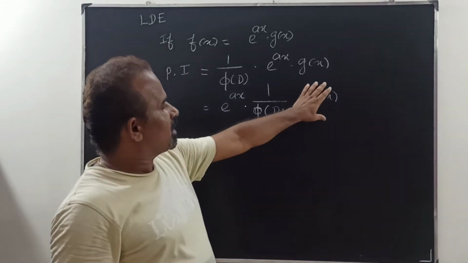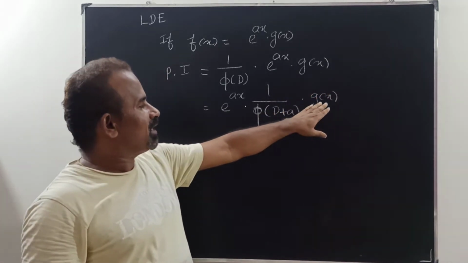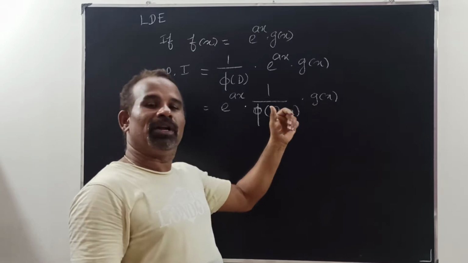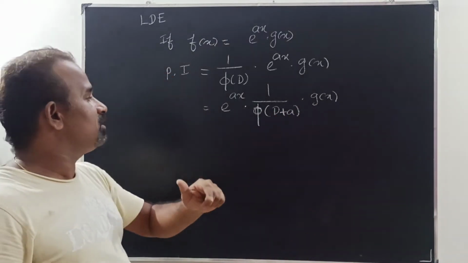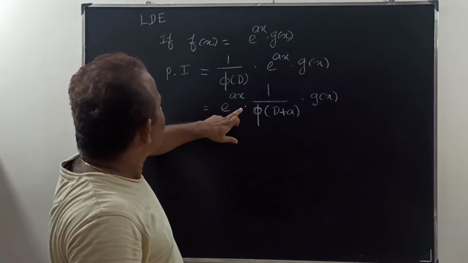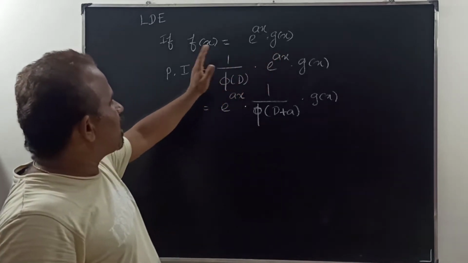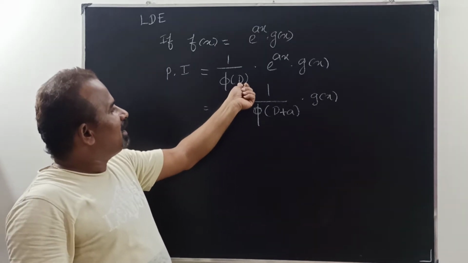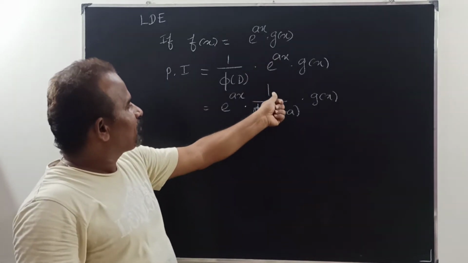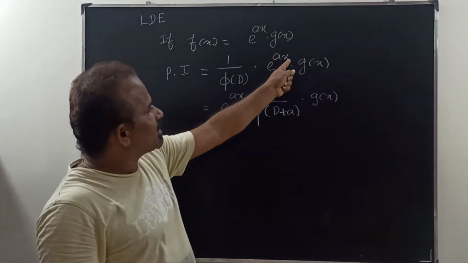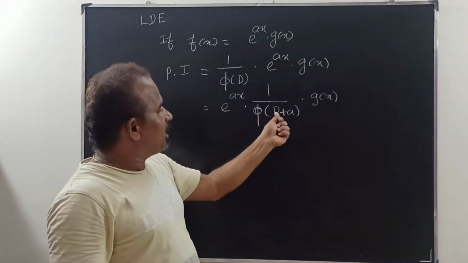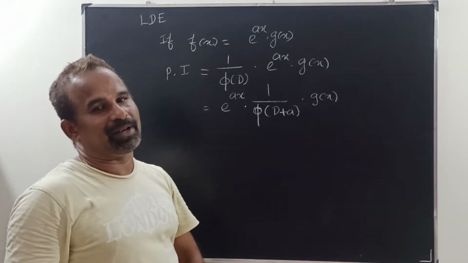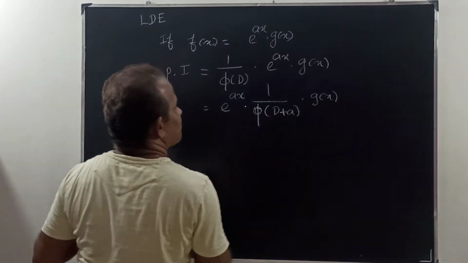Now g of x is coming alone, whether it is sin x or cos x or x square or something like that, so we can use the rule and solve it. So that exponential function will come out by this technique, that is, D is replaced by D plus a. Suppose it is e power minus ax, then D is replaced by D minus a. That's all. So here it is plus or minus, and there also plus or minus.